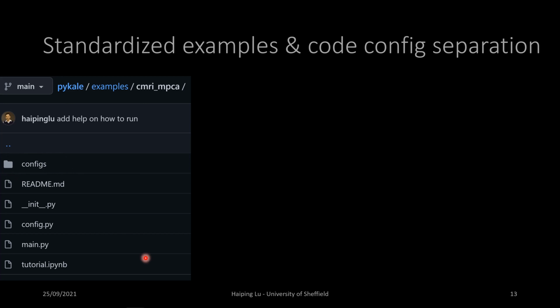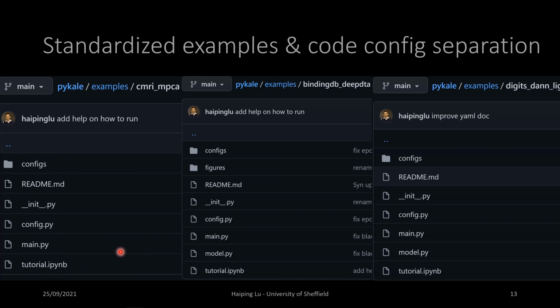We standardize the example so that the same file name, the same module, will have the same functions. So that when we move from one example to the other examples, the same files have the same meaning. So you don't need to learn additionally what the different files mean. So we standardize the file names across all examples.